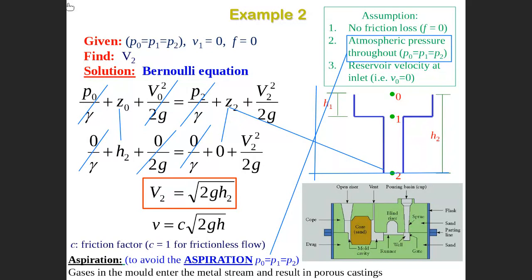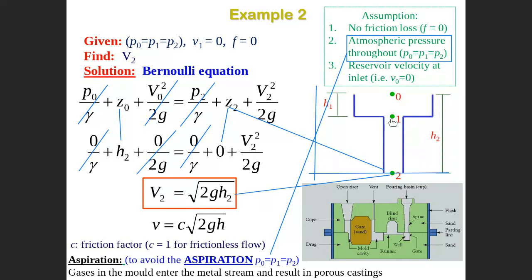Because this equation tells you about the velocity at point 2. This equation informs you what the velocity is supposed to be at point 2 to avoid aspiration. So to avoid aspiration, the velocity at point 2 should follow this equation, V2 equals square root of 2gh2.